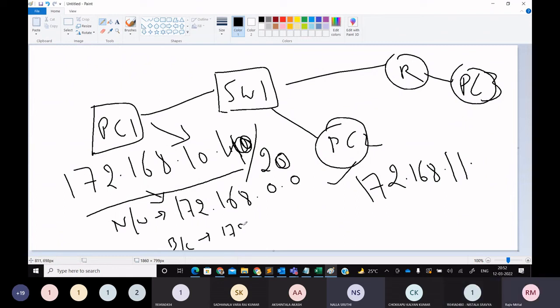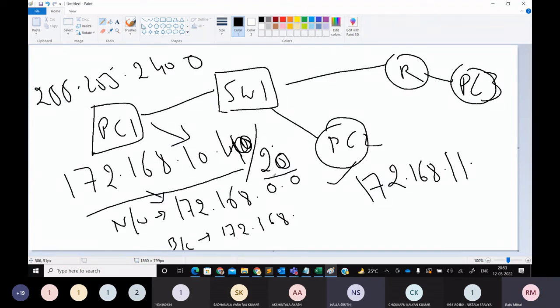And the broadcast address? 172 dot 168 dot 31. Sure. What is the subnet you have taken here? 255.255.224. But 224 is 3 bits only, no? You have to take 4 bits. What is 4? 128, 192, 224, and 240. So 240 will come here.